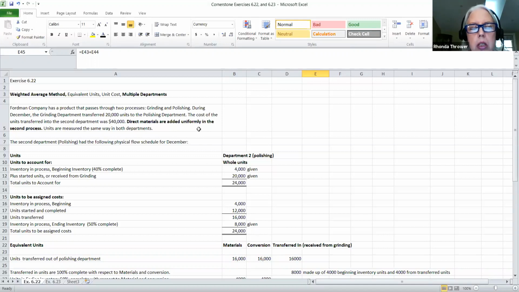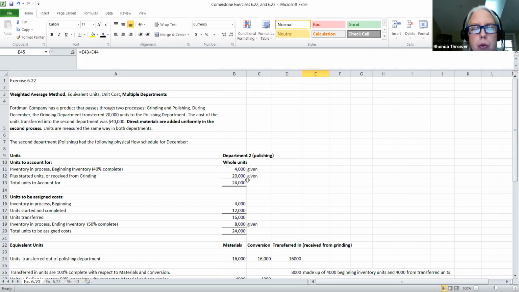Notice I've got this in bold. That's because it's very important information. Be sure and read your directions carefully because it tells you how they want you to answer the problem. If direct materials are added uniformly in the second process, what that means is in the polishing department, we're going to be adding direct materials throughout the process, not just at the beginning of the process, as some of the problems that we've worked have had us doing. That means there's going to be a little bit of a difference in our calculations for our equivalent units because the direct materials are going to be added uniformly in the polishing department's process.